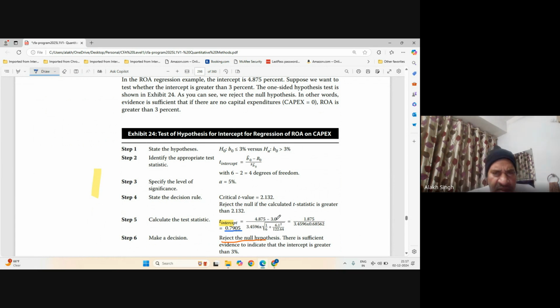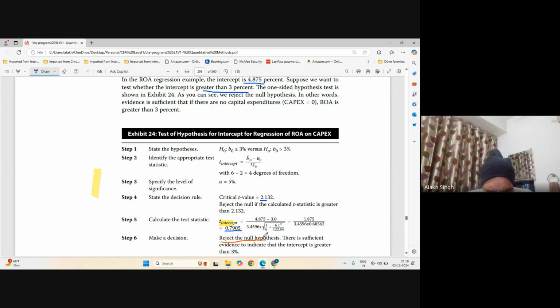It is estimating whether the intercept is greater than 3. The actual intercept was 4.875. So it is testing whether the intercept is greater than 3. So it deducted 3 from 4.875 and divided by the standard error of beta 0 hat. So the calculated t comes out to be this, and the significance is this one.